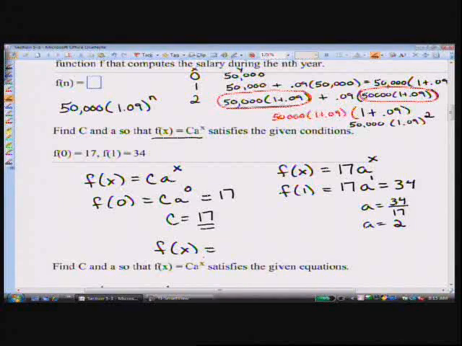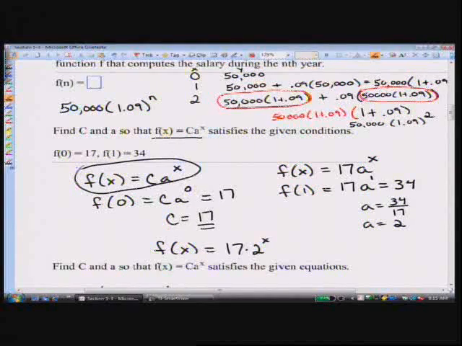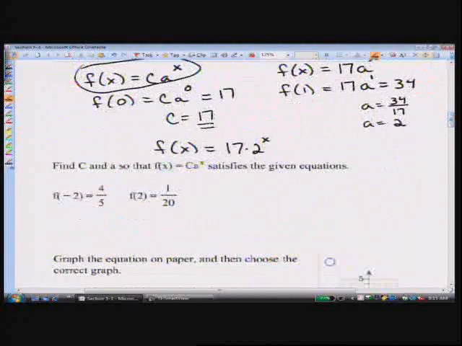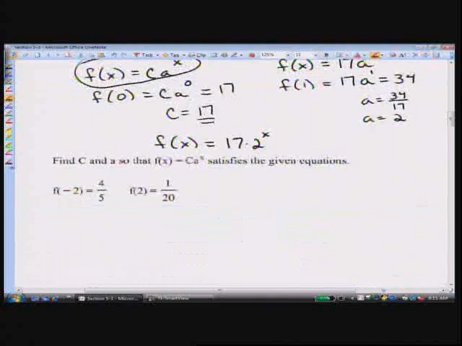Can you tell me the equation here? 17 times 2 to the x. Perfect. Okay? Make sense? Because we found our C, we found our A, and we just plugged it into this formula. So it's very much similar to when you use y equals mx plus b and find the m and the b. Okay, this one's a little bit trickier because we love that one where they give you the y-intercept when x is 0, but they didn't give us that. They just gave us 2 random points. So we're going to have to do some thinking on this one.